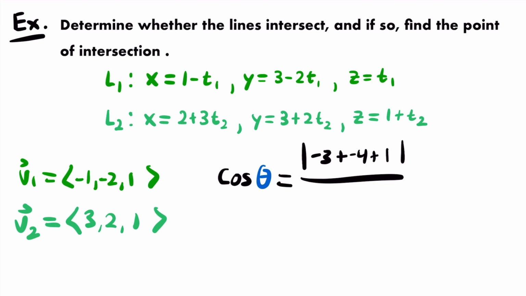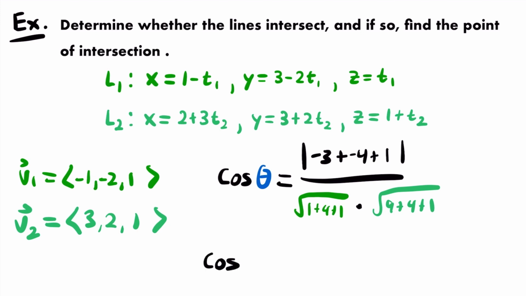All right, and then in the denominator, we need to multiply the magnitudes of these vectors together. We're going to have the magnitude of vector v1 multiplied by the magnitude of vector v2. And the magnitude of a vector is the square root of the sum of its components squared. So for vector v1, -1 squared is 1, -2 squared is 4, and 1 squared is 1. So we have 1 plus 4 plus 1. And then for vector v2, 3 squared is 9, 2 squared is 4, 1 squared is 1. So we have 9 plus 4 plus 1. And then 1 plus 4 plus 1 is 6, and 9 plus 4 plus 1 is 14.